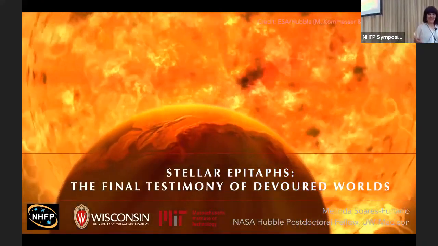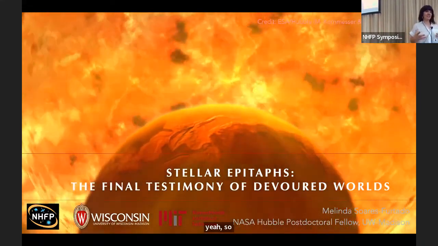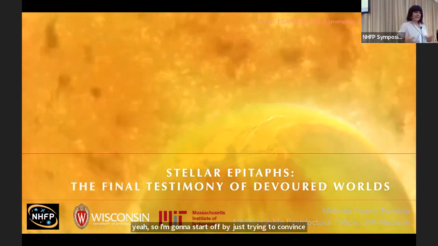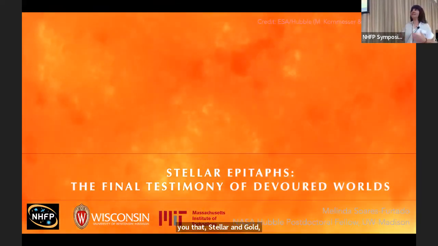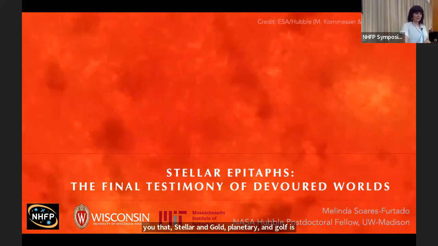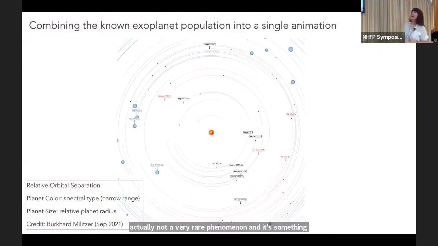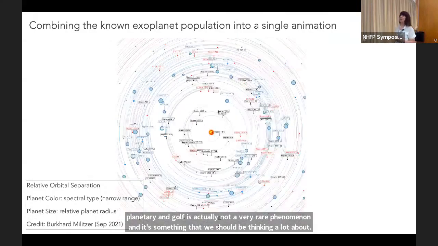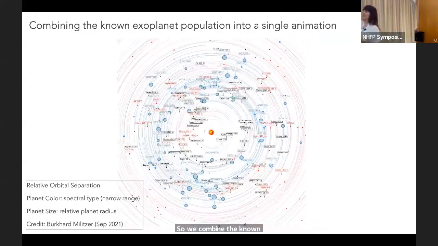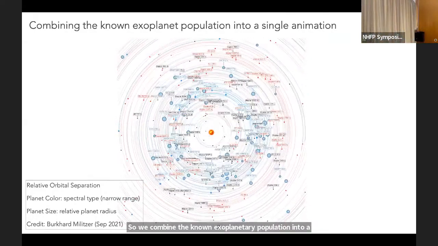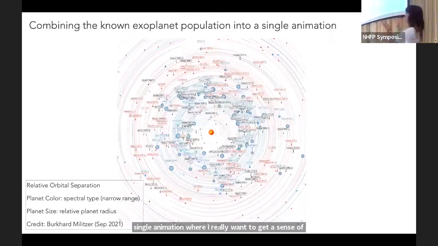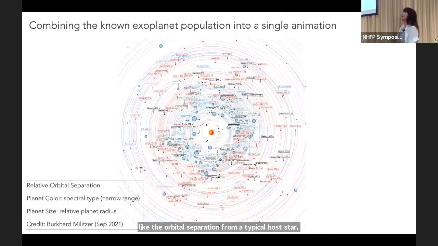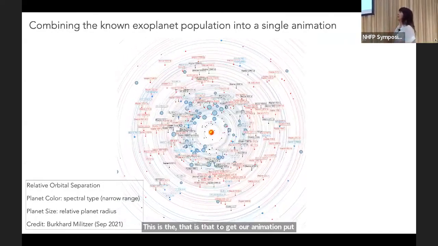Yeah, so I'm going to start off by just trying to convince you that planetary engulfment is actually not a very rare phenomenon, and it's something that we should be thinking a lot about. So if we combine the known exoplanetary population into a single animation, where I really want to get a sense of the orbital separation from a typical host star. This is an animation put together in 2021. We could add many more objects to this plot since that time. Doesn't really change the scale all that much.